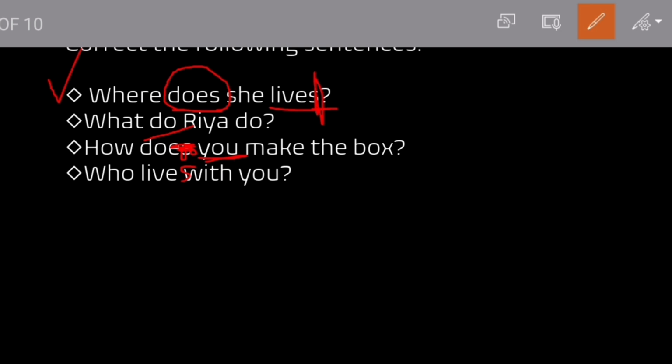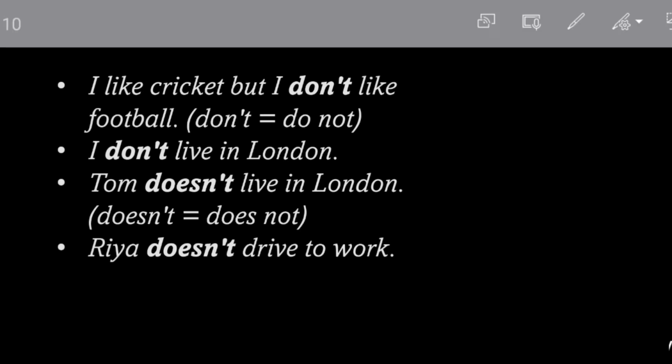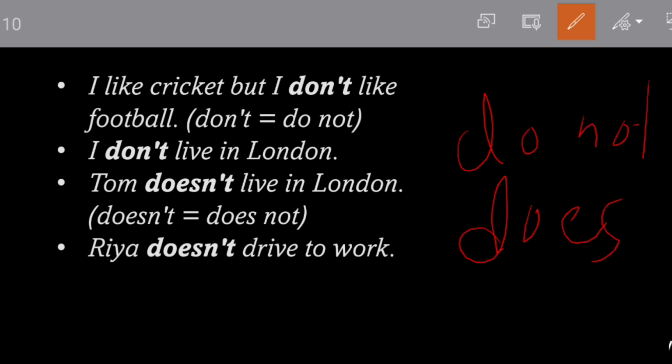Let's look at some negative sentences. We use do not, or its short form don't, and does not to make negative sentences in present simple tense. So you can see the examples. I like cricket, but I don't like football. Don't is the contraction of do not.